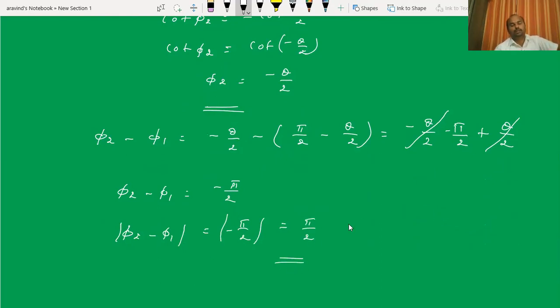So here we can say that the angle between the given two curves is pi by 2, or since the angle between them is pi by 2, we can say that these two curves intersect orthogonally.